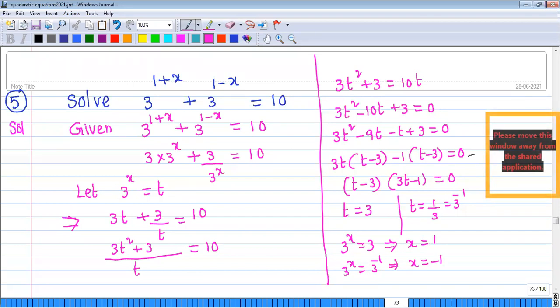Here, my dear students, if you want to check whether x is equal to 1 and x is equal to minus 1 will satisfy this equation, let us substitute here. If you substitute x is equal to 1, this becomes 3 square plus 3 power 0, that is 9 plus 1, which is 10. It satisfies.